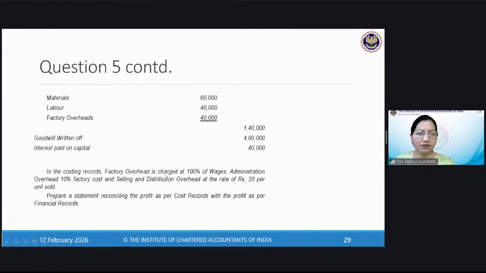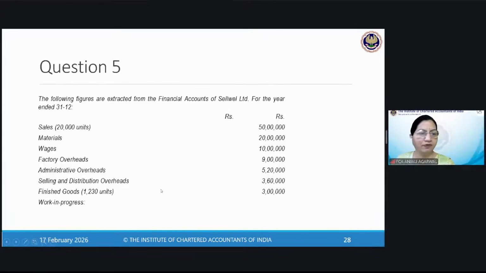In the costing records, factory overheads are charged at 100% of wages, administration overheads are charged at 10% of factory cost, and selling and distribution overheads are charged at the rate of 20 per unit sold. Prepare a statement reconciling the profit as per cost records with the profits as per financial records. So if you look at this, we have to prepare both.